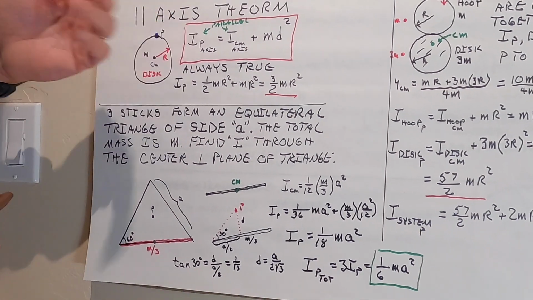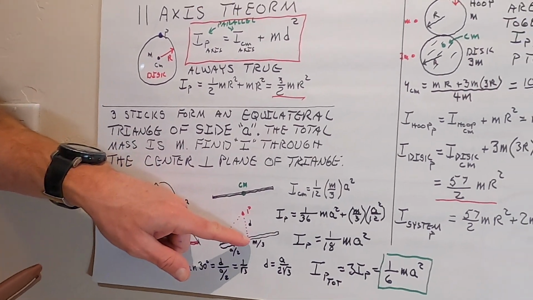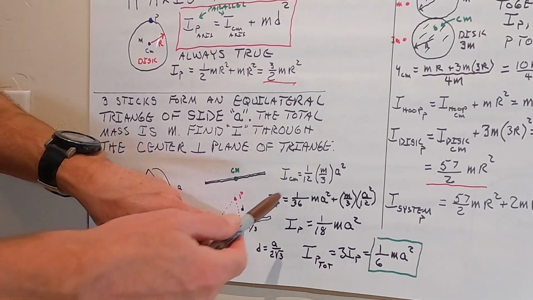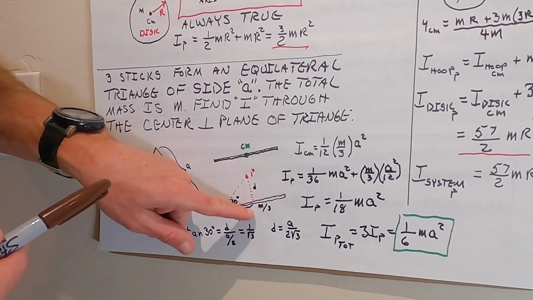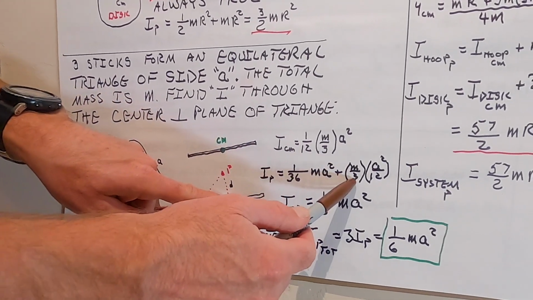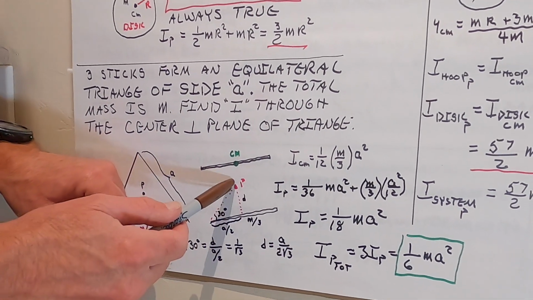Well, we can use our parallel axis theorem. I about that axis is I about the center of mass, which we said was 1/36 ma squared, plus the mass of this, which is m over 3, times the distance from here to here squared.